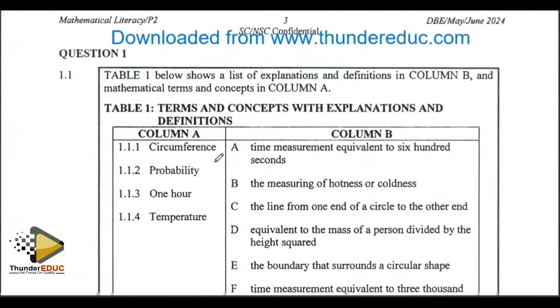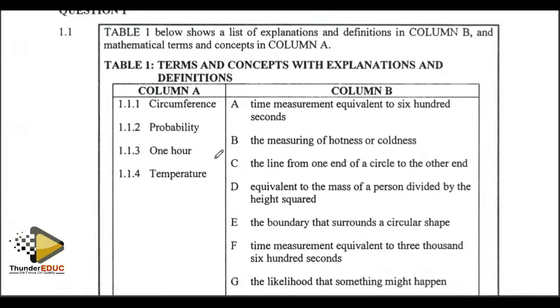Question number 1. The table below shows a list of explanations and definitions in column B, and mathematical terms and concepts in column A. Table 1, the terms and concepts with explanations and definitions. Those were all looked at in last year's paper. You can remember this. It was just like this.